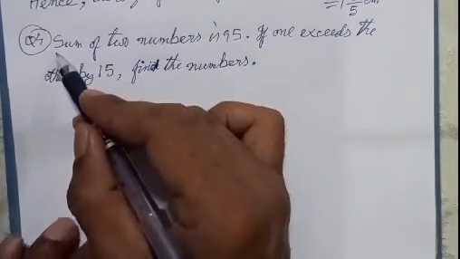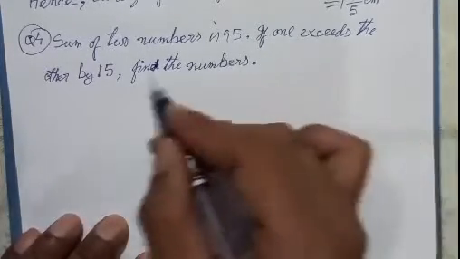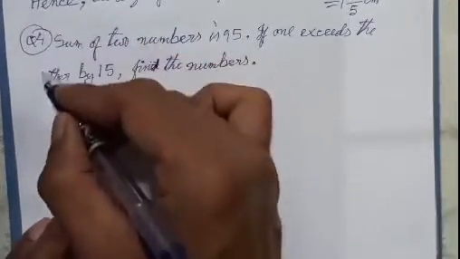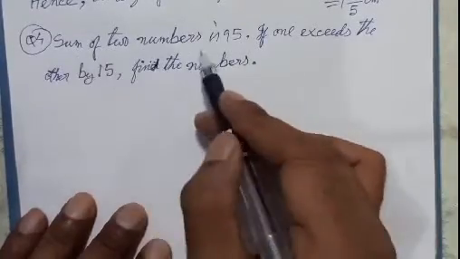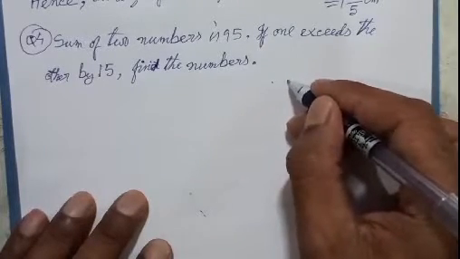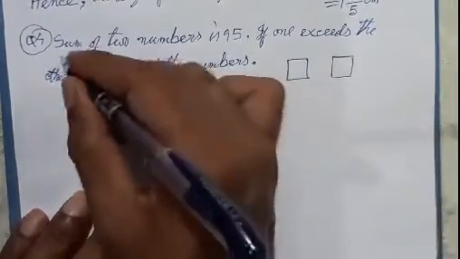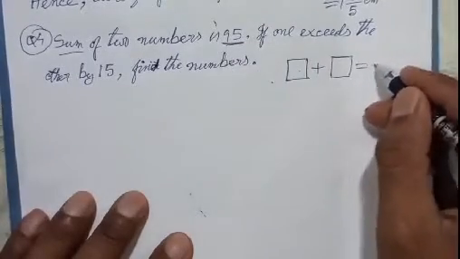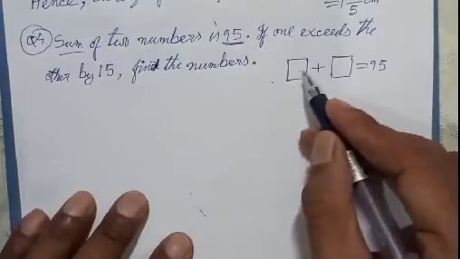Question number 4. Sum of two numbers is 95. If one exceeds the other by 15, find the numbers. Let's study the question well. Once again, let's study. Sum of two numbers is 95. So this means that let us suppose that this is the first number and this is the second number, and sum means plus. If we add these two numbers, the answer is 95. So the first sentence says this. Sum of these two numbers is 95.